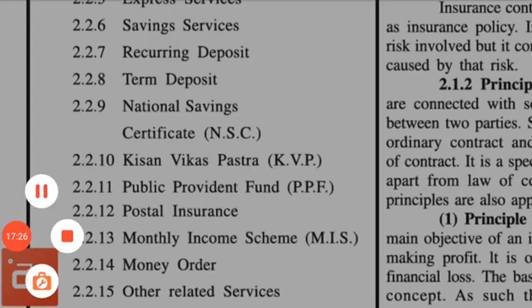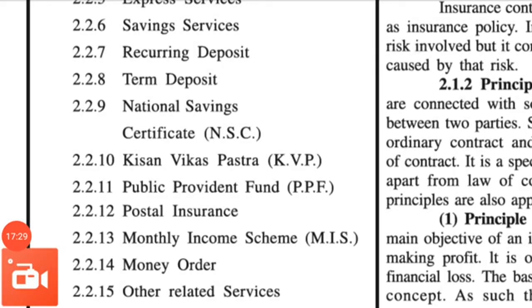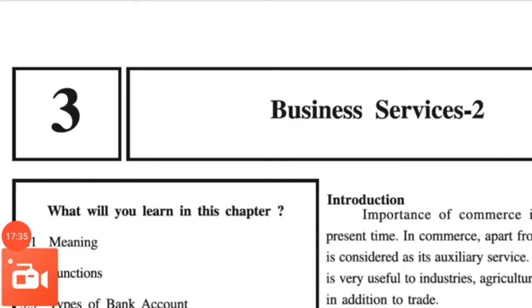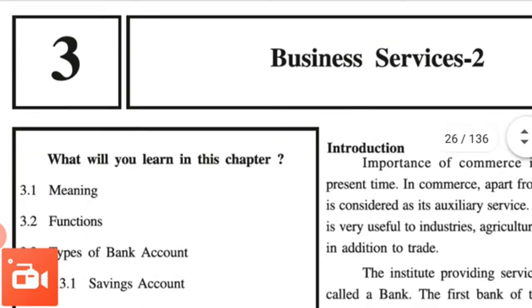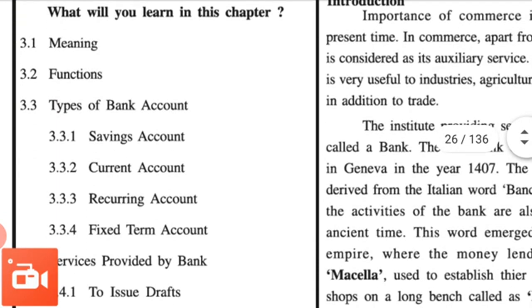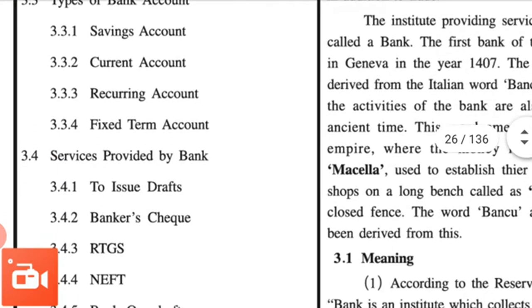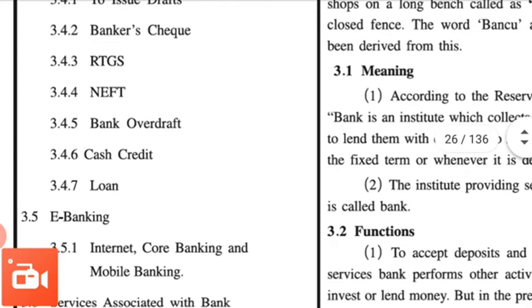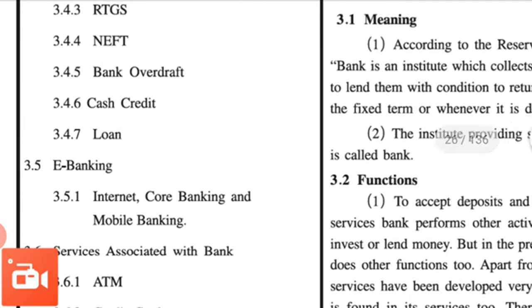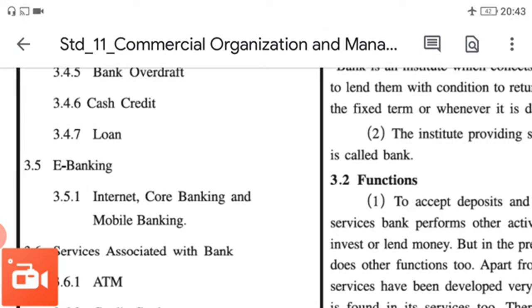Then we are going to start chapter number 3, business service 2. In this chapter we will study mostly topics related to banking, like banking service, what is banking, types of bank account: saving, current, recurring, fixed term, then service provided by bank, then e-banking, service associated with bank. In short, in this chapter we will learn all the topics related to banking.